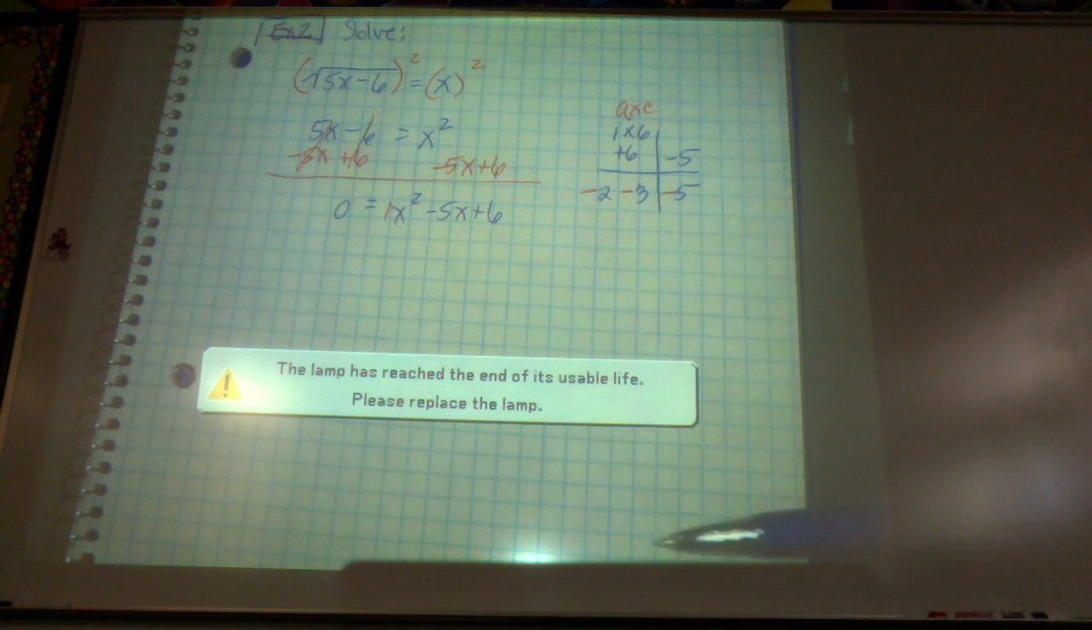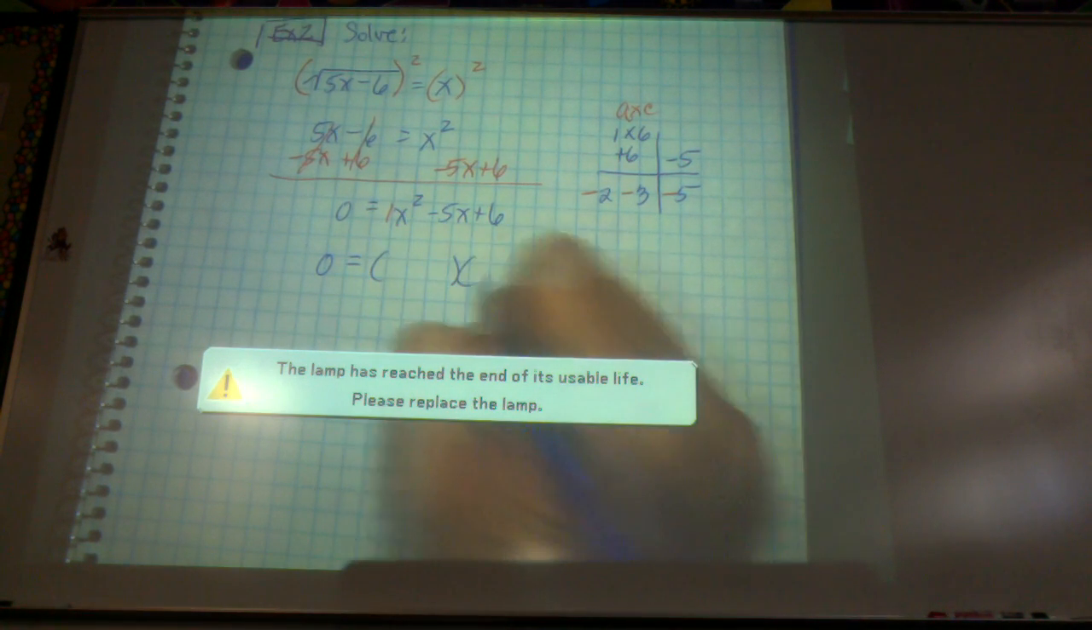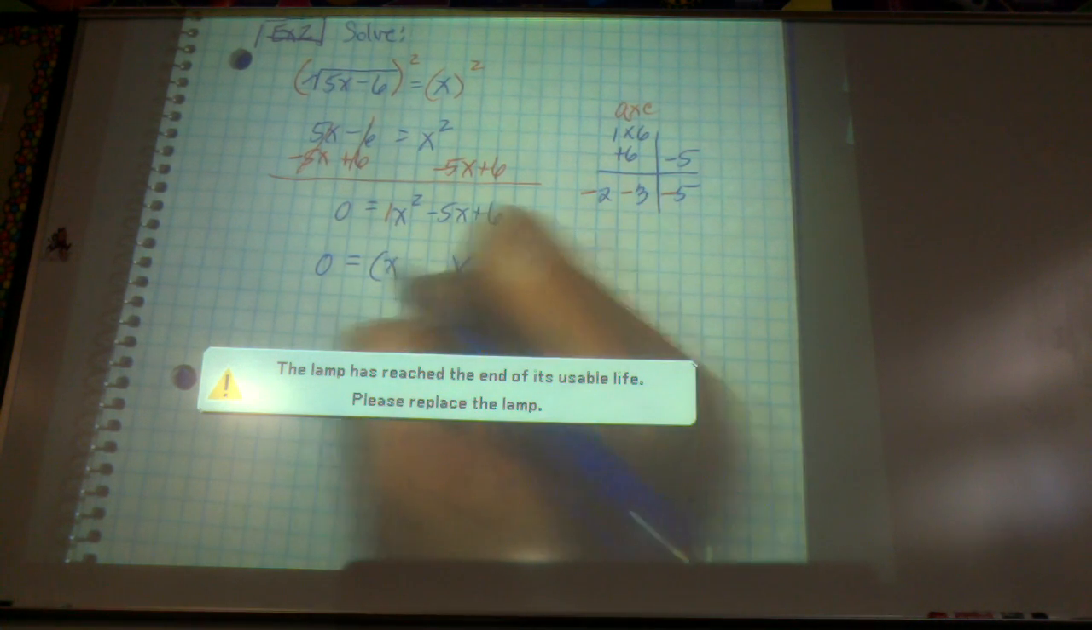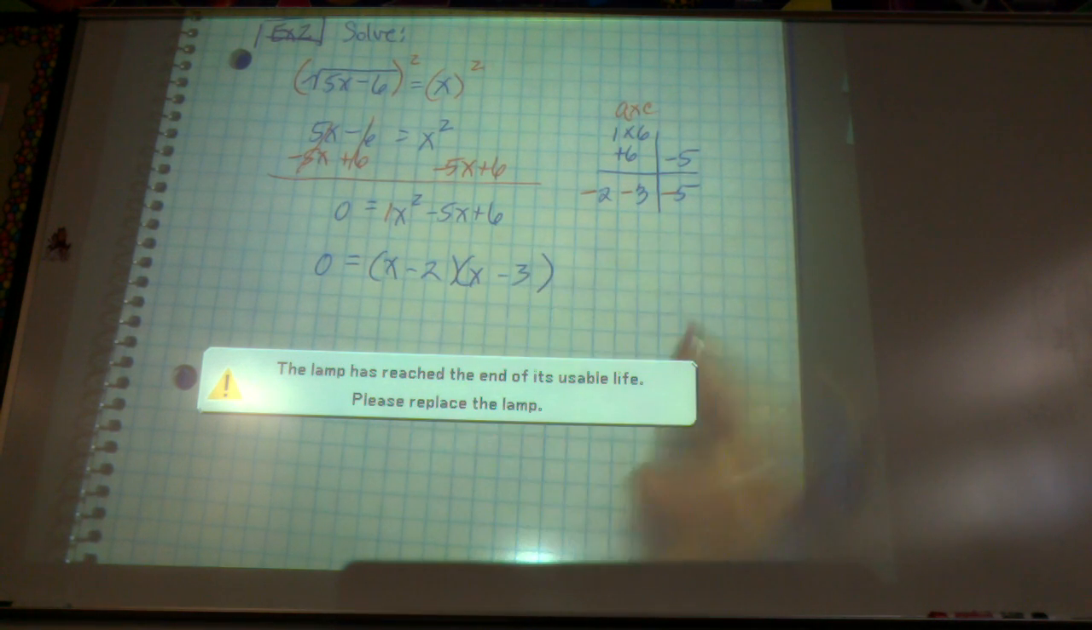Can I use a shortcut here? I have a coefficient of 1, so I can use my shortcut. No need to do group and garbage. You can if you want to, and on the notes it shows group and garbage. Here I'm not going to do that. So x squared becomes x and x, minus 2, minus 3.